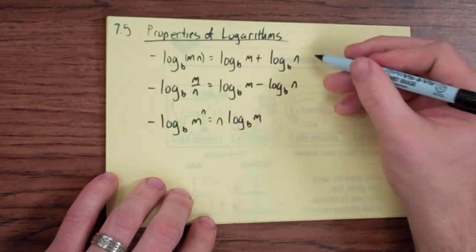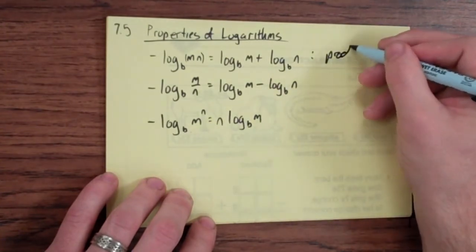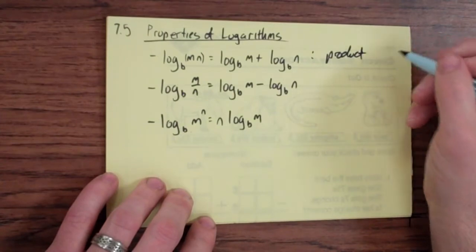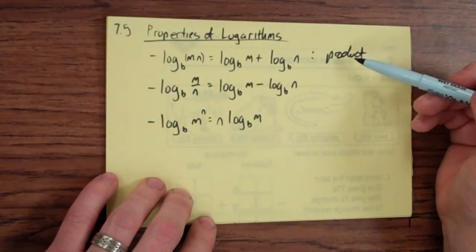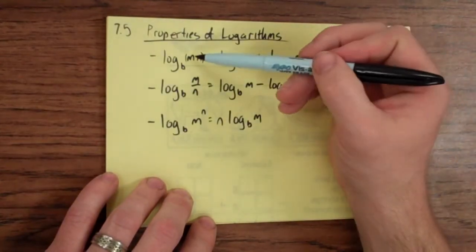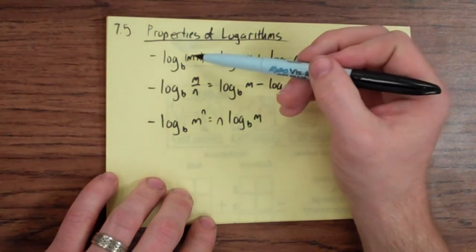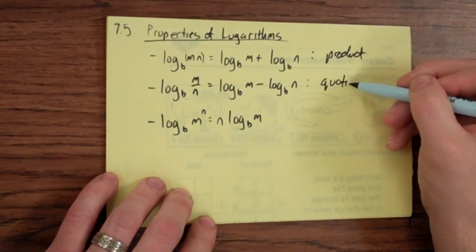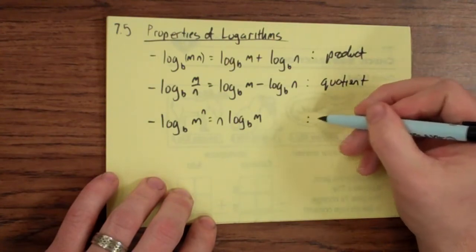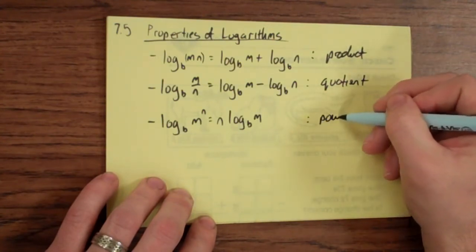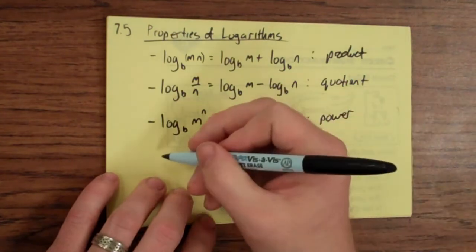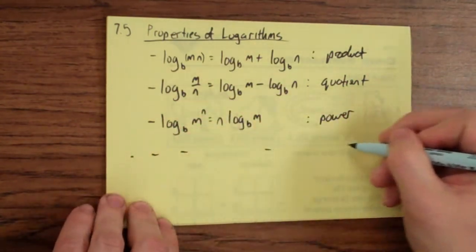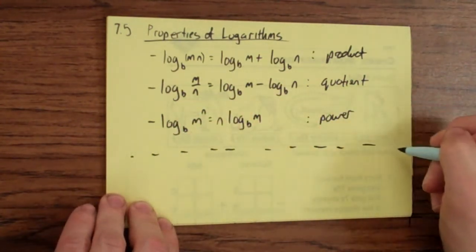It's the power property. It's product, and these names are taken from what you're taking the log of. You're taking the log of a product. You're taking the log of a quotient. You're taking the log of a power. Alright? The last one, I'll put a little dotted line, right? These would be called properties.